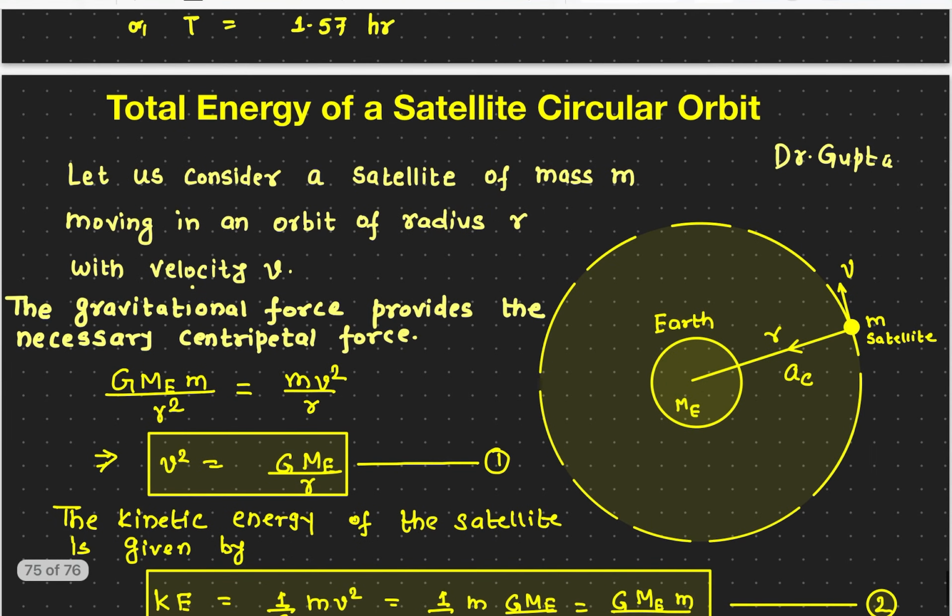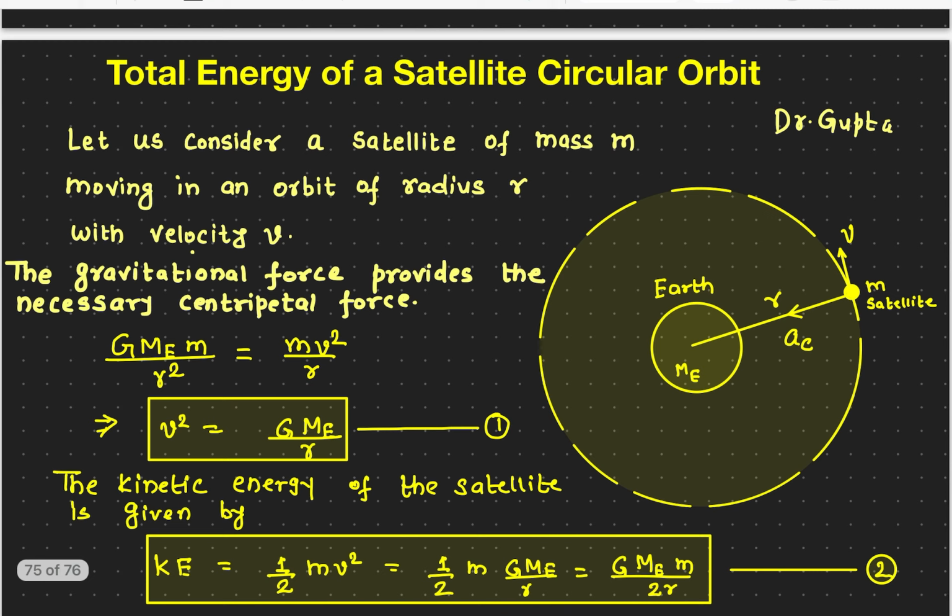Good morning, everybody. In this video, we're going to find out the total energy of a satellite in a circular orbit. So, we have a satellite that is moving in a particular orbit around the Earth.